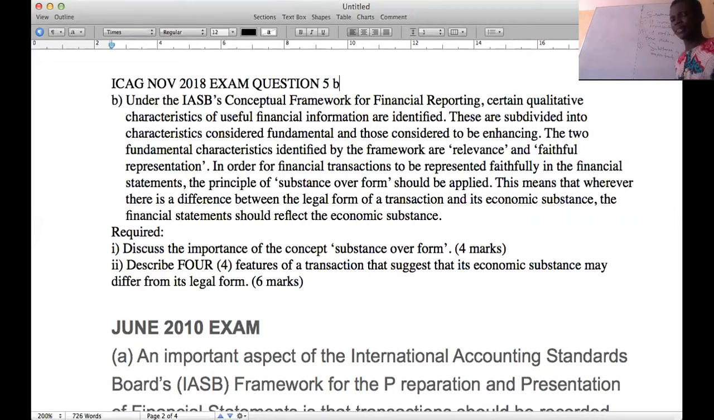Okay, so this question is a bit tricky. So now be with me. They're asking you, how do you know that yes, this transaction's legal form is materially different from the substance version? Take note of that. I'll take it again.